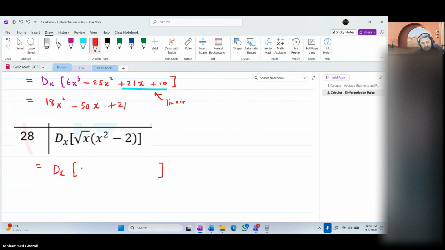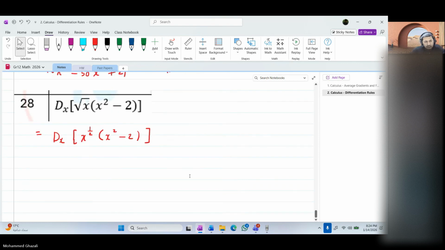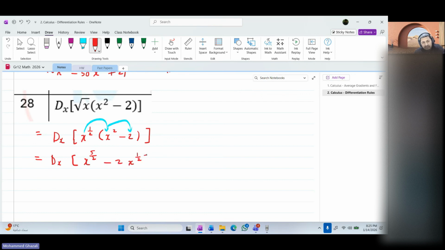So would you change it to x to the power of a half? Right. And then x squared minus 2. Now multiply it out. So it would just be x, right, for the first one? Now you're multiplying it out inside like this. So d/dx, x to the power half times x squared is x to the power half plus 2. What's half plus 2? 5 over 2. And then x to the power half times negative 2 is negative 2 x to the power half. Right, this is just algebra. Now we have it in power form.